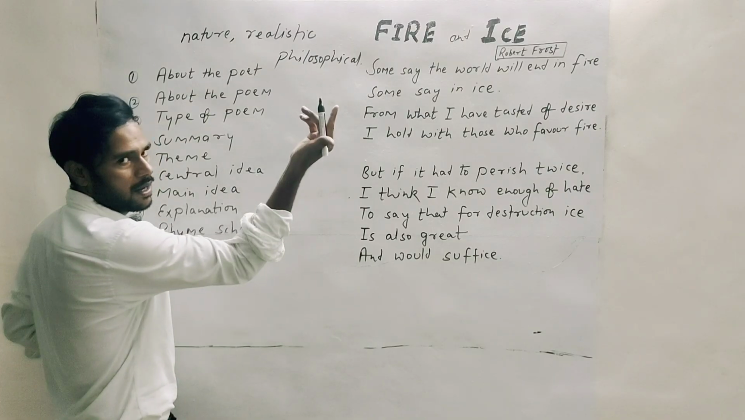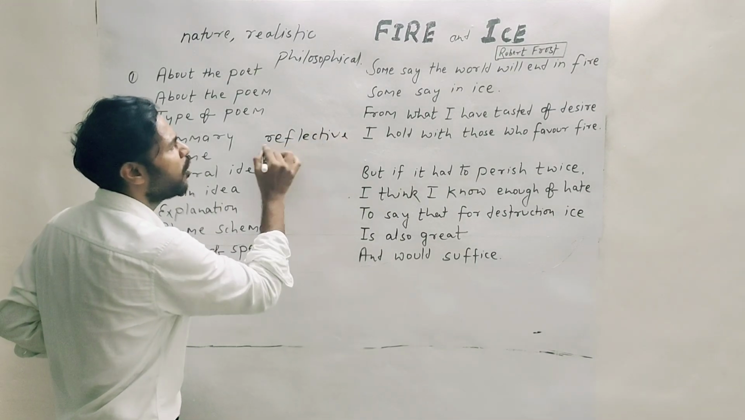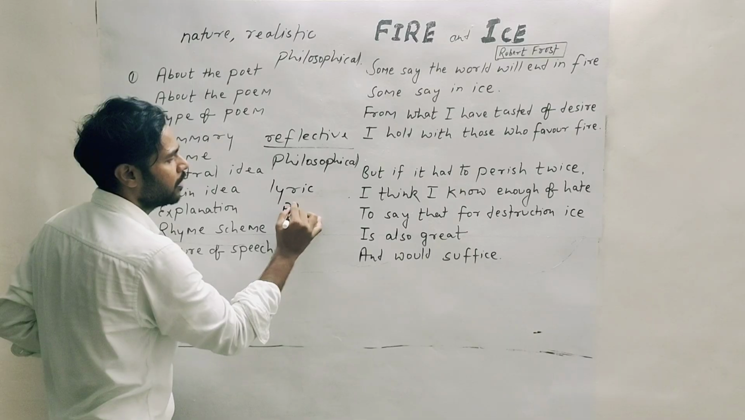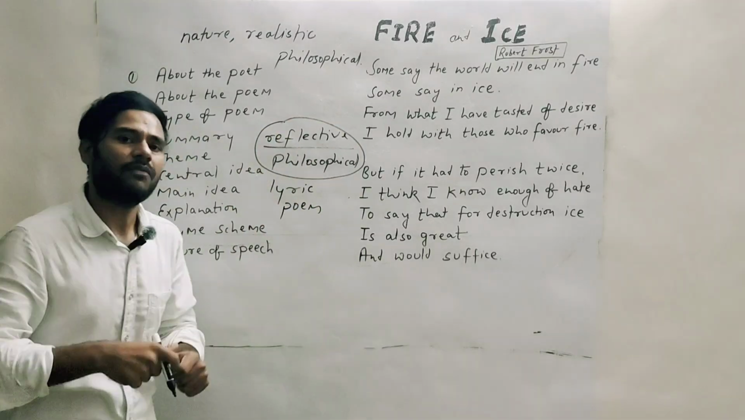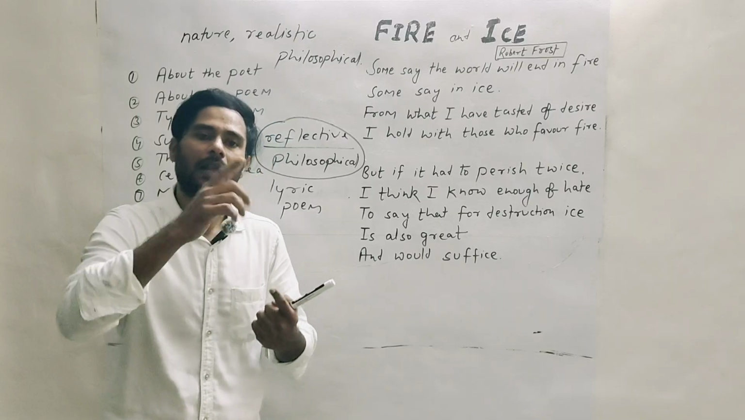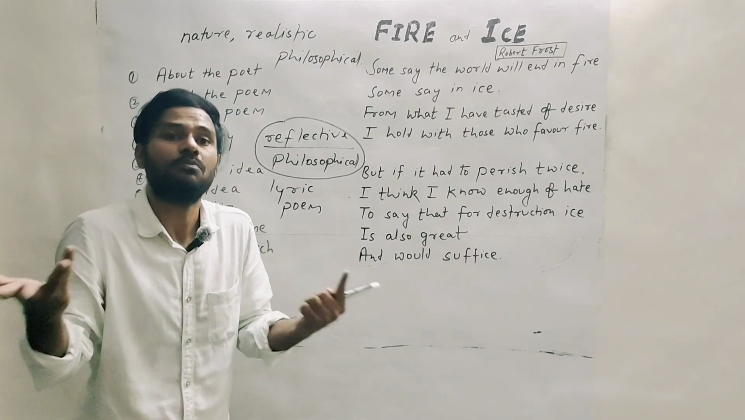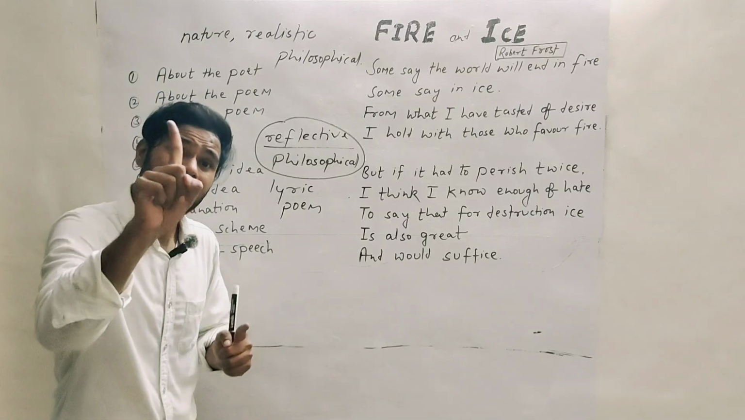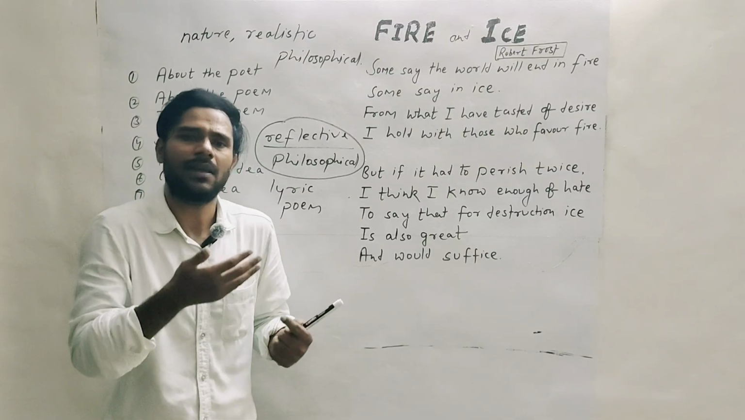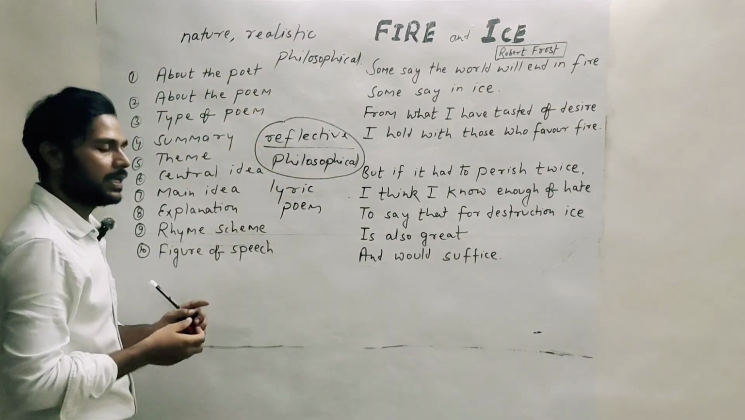So this poem is a very simple poem. You can say that it is a reflective or philosophical lyric poem. What is a lyric poem? Lyric means a poet's thought. A lyric poem is that poem in which a poet's personal thoughts, personal emotions, feelings, or mood have been presented. If I speak about my own personal feelings, my experiences, my emotions, my mood, that will become my lyric poem.